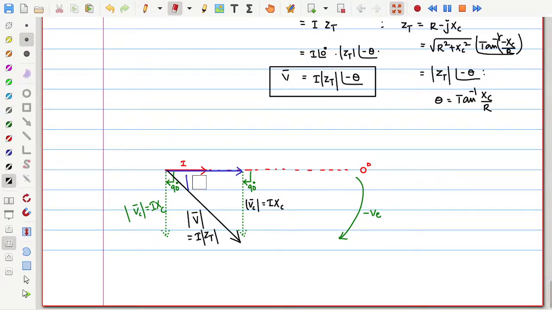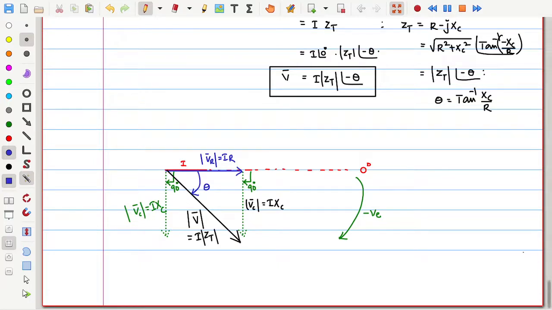What is the angle of this? So let me put this upward. This VR magnitude is I into R. Now the angle of the total voltage is theta. That negativeness is already represented in this clockwise arrow. So this is the phasor diagram for an RC circuit.